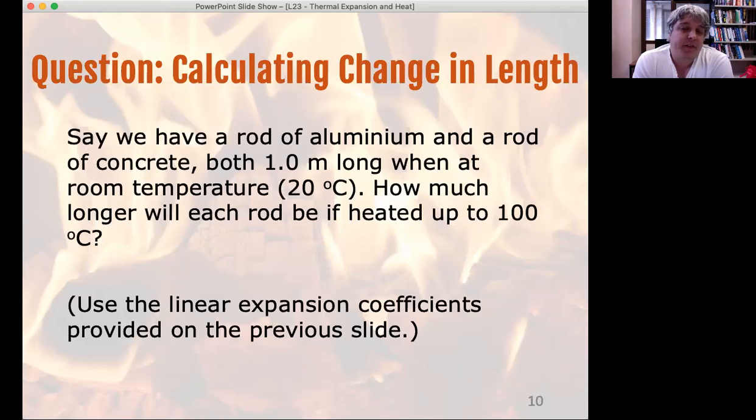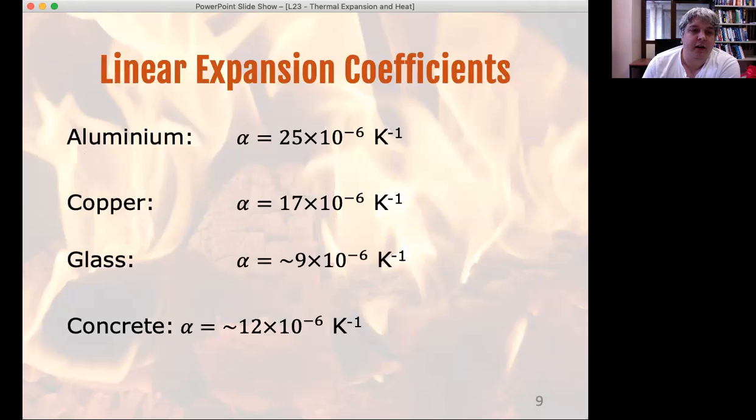As an example, because this isn't in the textbook, I have included an example here in the lecture notes. Let's say we have a rod of aluminium and a rod of concrete. Both are 1 meter long. How much longer will they each be if they are heated up from 20 to 100 degrees Celsius? And we've got the linear expansion coefficients on the previous slide. So I will do this on the document camera, even though it's very straightforward. So we'll jump over to that.